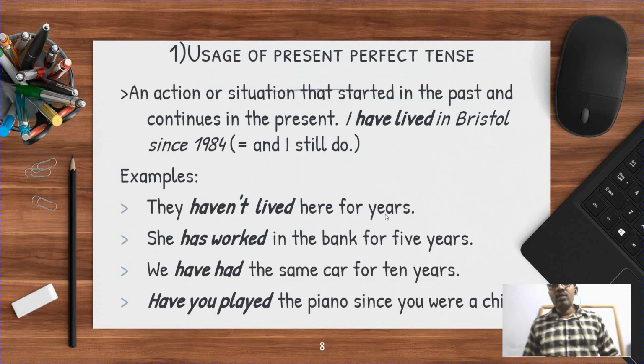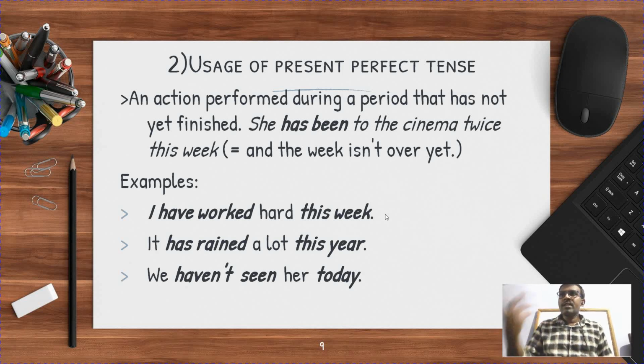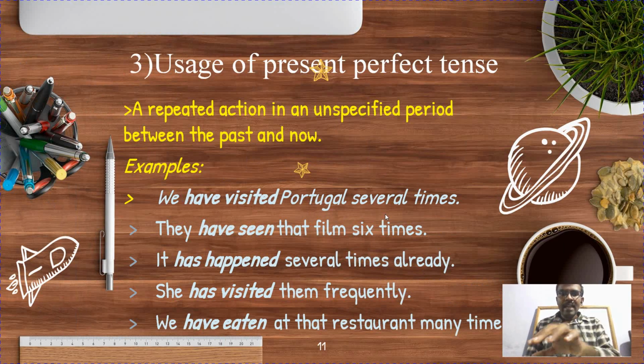Here, the first use of the present perfect tense: an action or situation that has started in the past and continues in the present. She has worked in the bank for 5 years and now she is working somewhere else. So it goes on, right? Second, an action performed during a period that has not yet finished, unfinished actions. I have worked hard this week. So she's going to work hard next time, next year, next day. The action is not completed. It has rained a lot this year. Next year also it will rain. The action will be repeated.